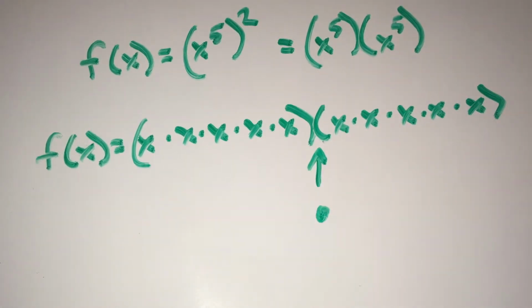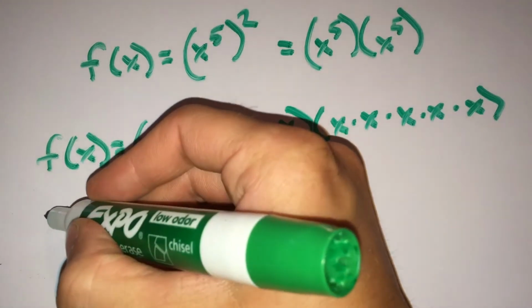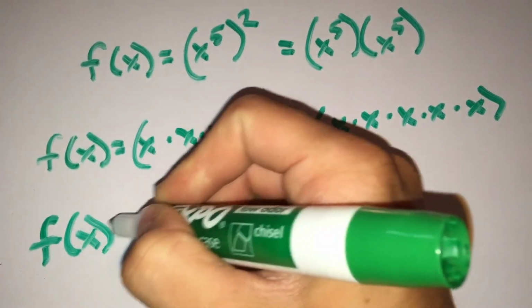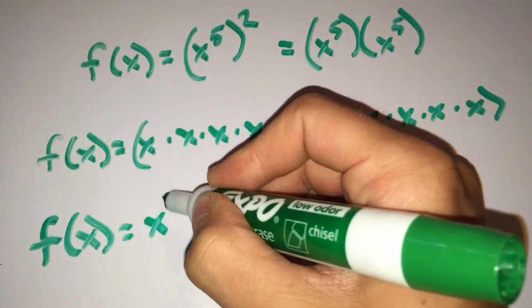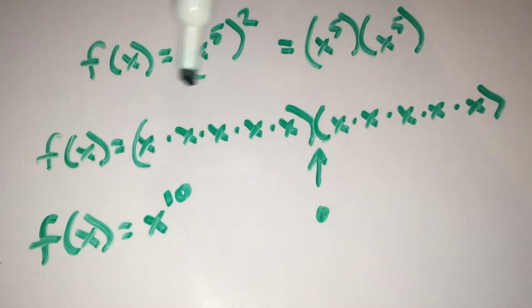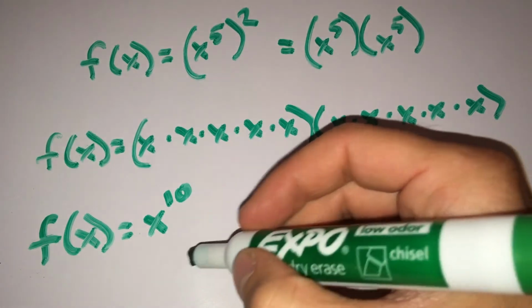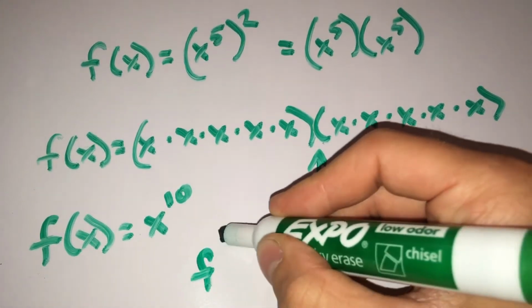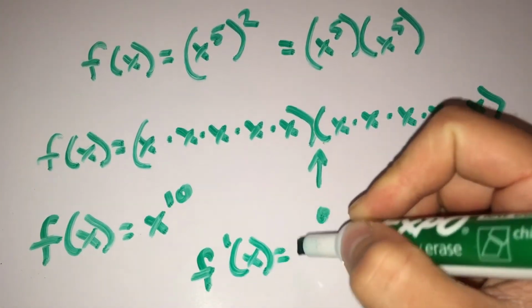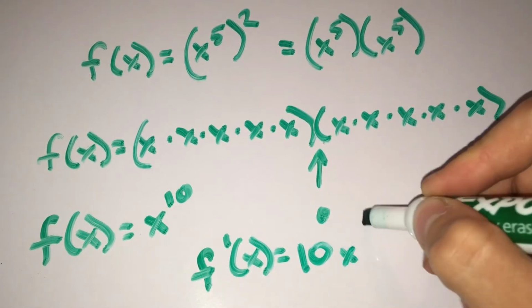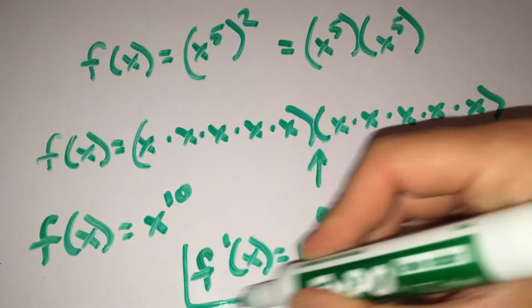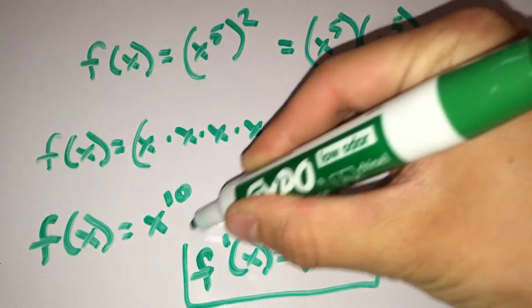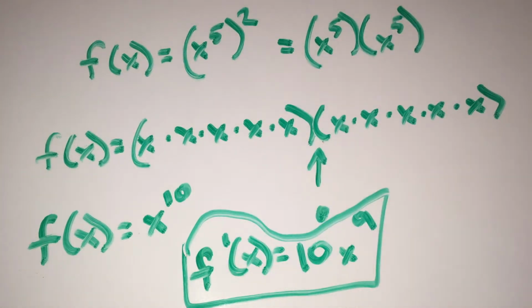So really what we have here is 10 x's all multiplied together. So that would equal x to the 10th. So x to the 5th squared, you just multiply 5 and 2 and you get 10, x to the 10th. And from here we can just do a simple power rule. 10 times 1 is 10. So we have 10x and subtract 1 from the power, so we'll have 9. And the derivative is 10x to the 9th.